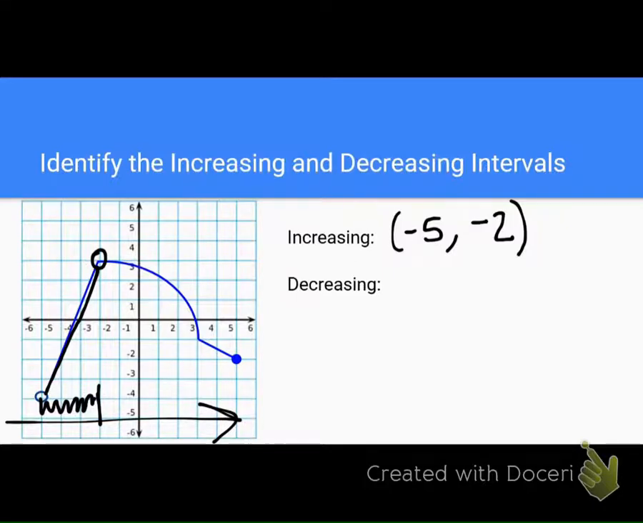So let's look at the next section. For the whole rest of this graph, I'm actually going downhill, right? There's kind of a curvy part and then a straight part, but both of them are downhill. So I would say my function is decreasing on the interval from negative 2 to 5. Again, I get that by looking at the x values that correspond to the downhill section. Okay?